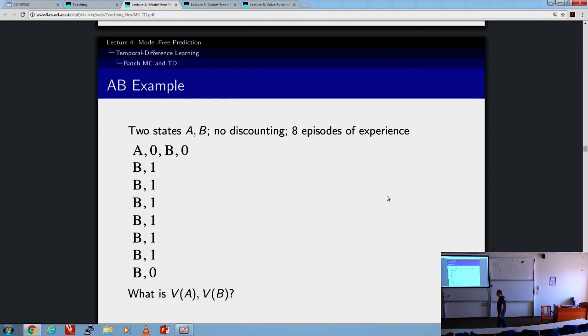Okay. So, question 1. If you're doing Monte Carlo, what is VA, what is VB? Remember, Monte Carlo estimates the value of each state by the average actual return that it has seen. So you should ask yourself, how many times have I seen A? How many times have I seen B? And in each of these times, what was the total return? And take an average.